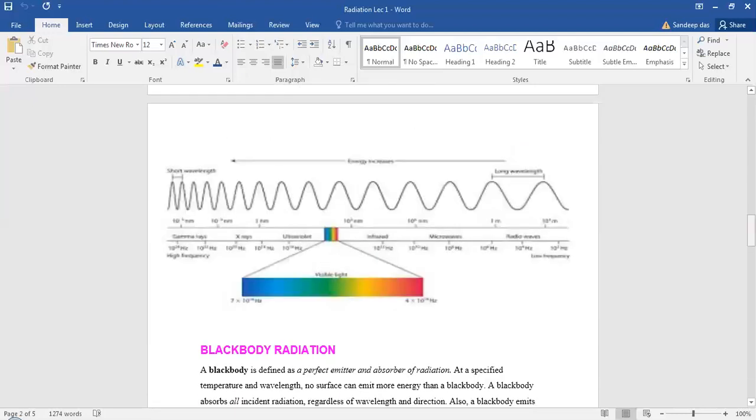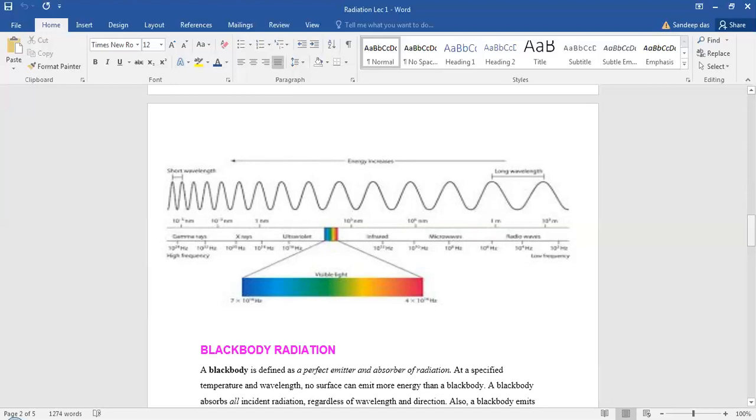This is the spectrum that we are talking about. As we can see, the longest wavelengths are of the radio waves, and the shortest wavelengths are that of gamma rays and X-rays. The visible spectrum lies between 0.4 micrometer to 0.76 micrometer wavelength. Or if we talk in terms of frequency, then it is 7 into 10 raised to 14 to 4 into 10 raised to 14 hertz.